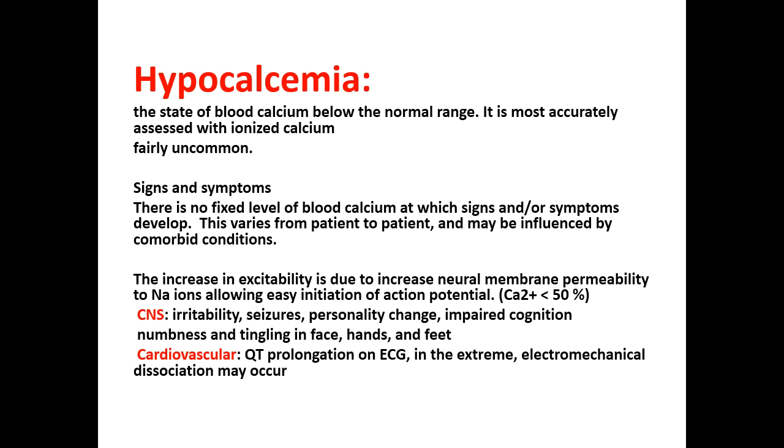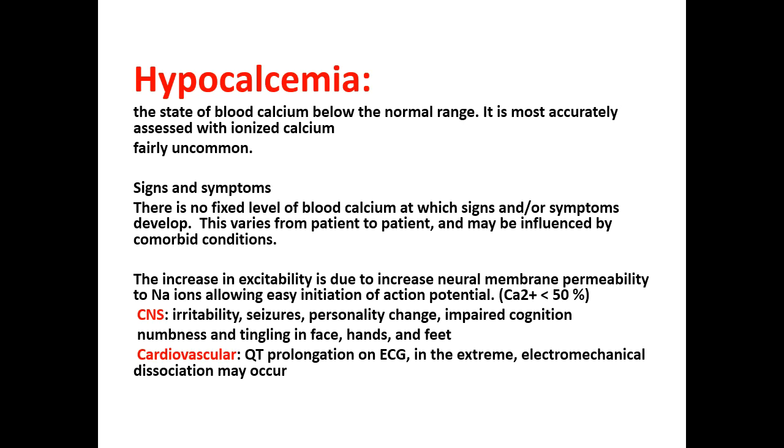We can now pass to hypocalcemia. What do we mean by hypocalcemia? When the blood calcium is below the normal range, so the patient is having hypocalcemia. It is most accurately assessed with ionized calcium. Signs and symptoms are not fixed. There is no fixed level of blood calcium at which signs and symptoms develop. This varies from one patient to another and may be influenced by comorbid conditions.